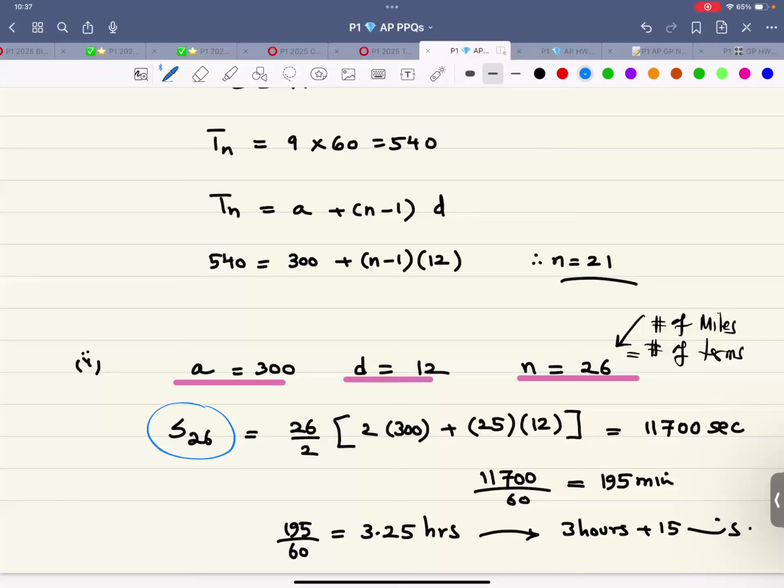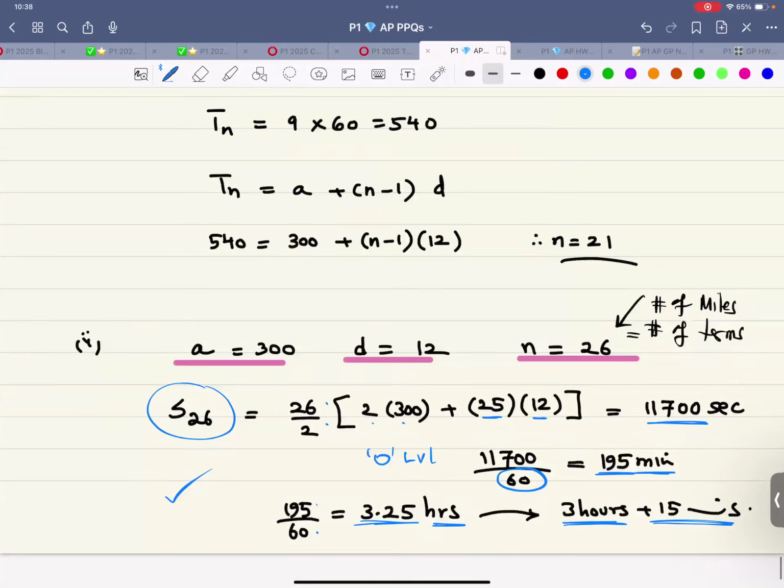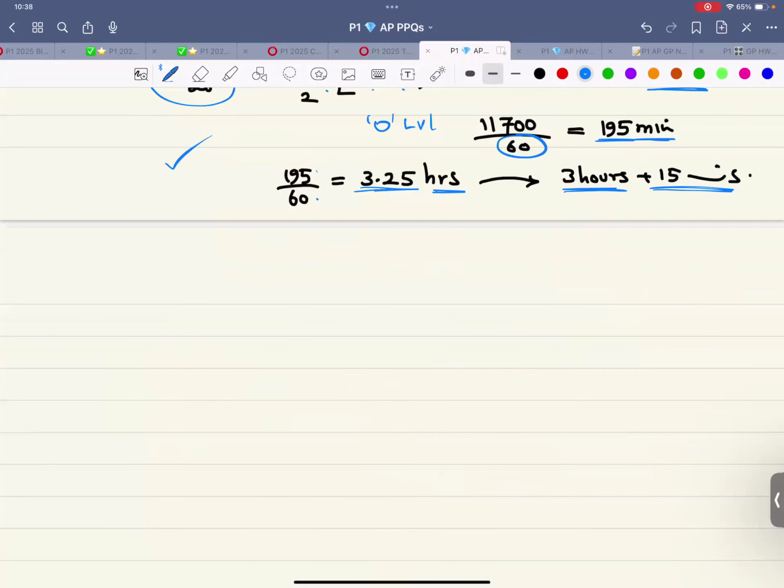And sum of 26 terms, that is n divided by 2, 2a plus n minus 1 into d, that is this many seconds. And then it's back to O-level maths. You divide by 60, that is 195 minutes. 195 divided by 60 is 3.25 hours. That is 3 hours and 15 minutes. That is the answer for this particular thing.